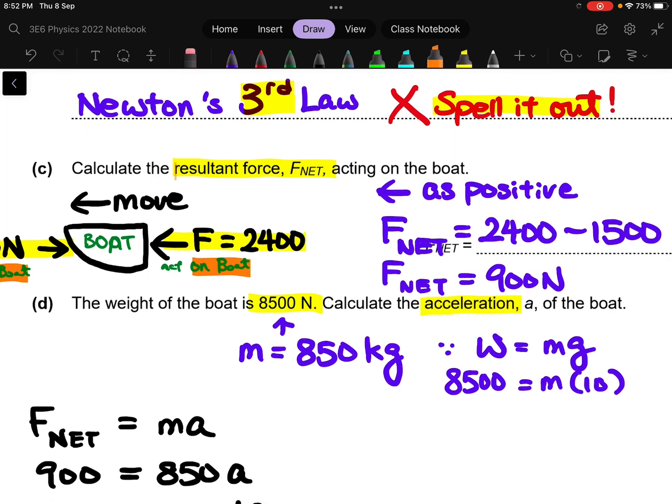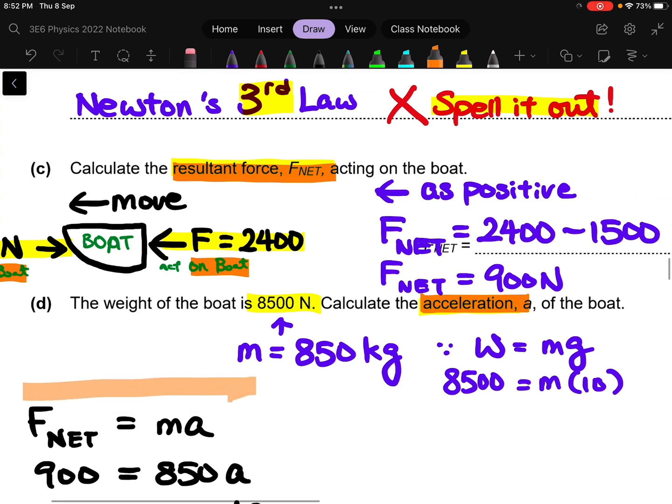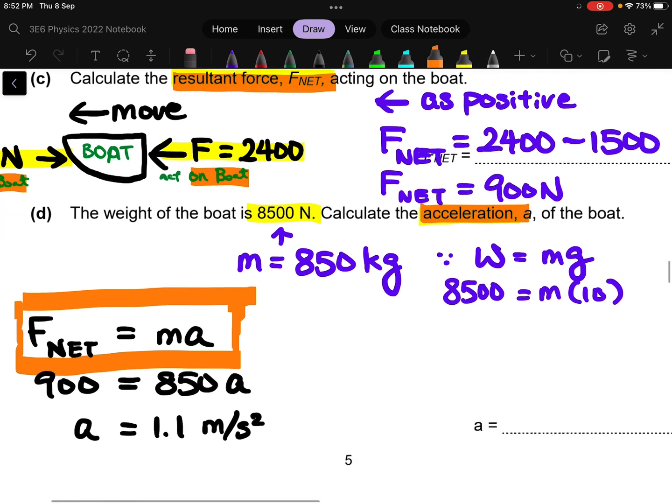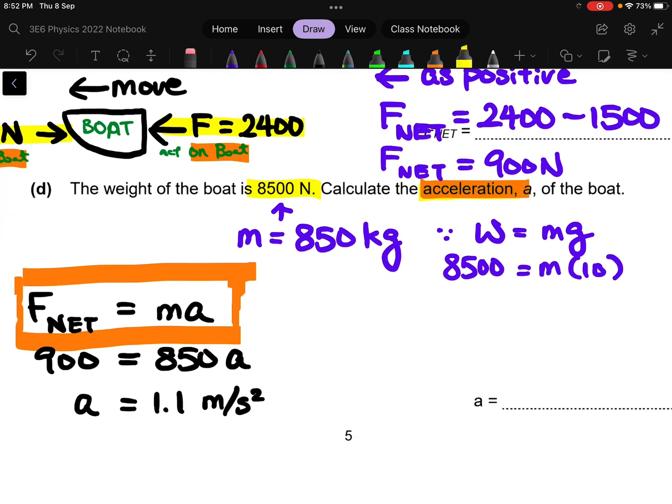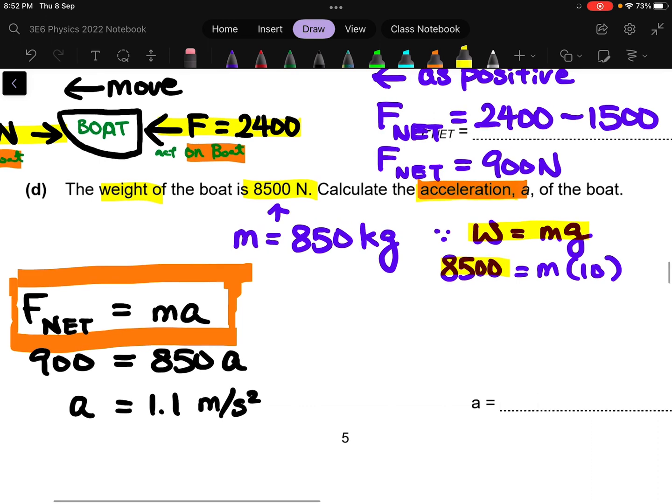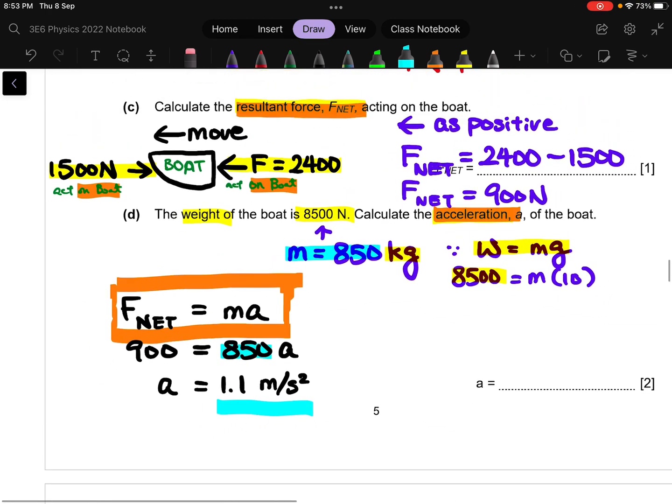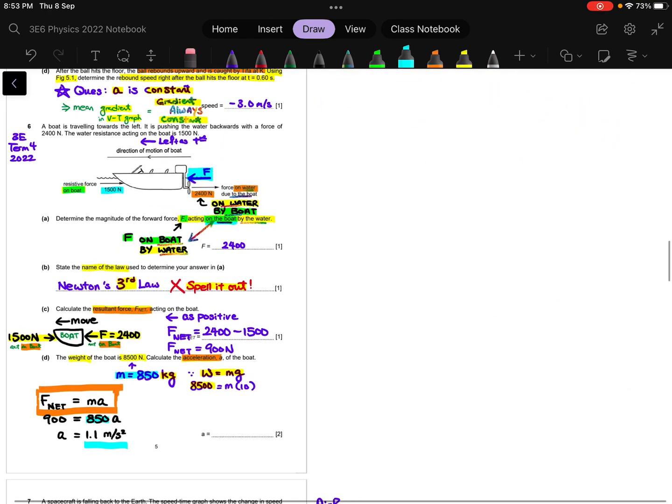In part D, we are asking you for acceleration. I hope that by now you should get the hint. After you get the resultant force and someone asks you to find acceleration, you should quickly think of the formula F net equals ma. The reason I give you the weight is that I want to check whether you can recall the formula W equals mg, because that will allow you to change 8,500 Newton into kg. When you do the right conversion, you should be able to find that the mass is 850 kg, and you'll be able to work out the acceleration.